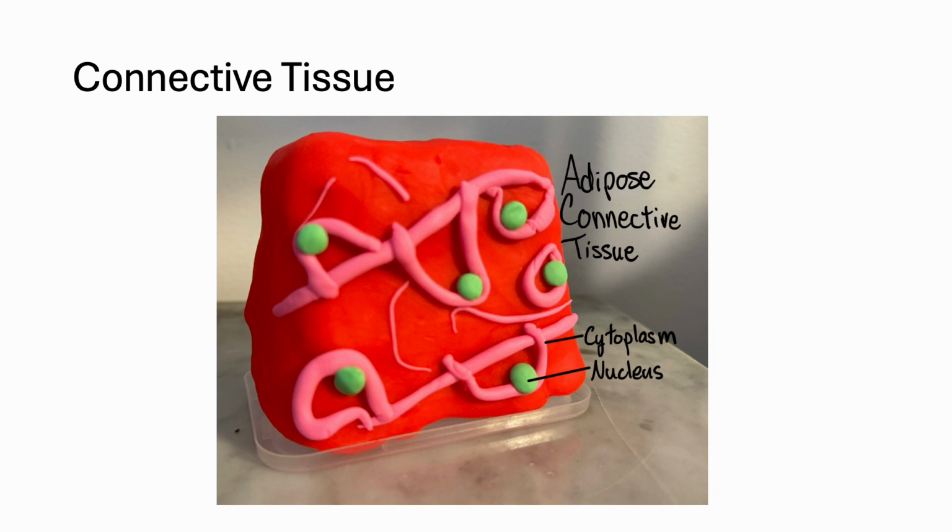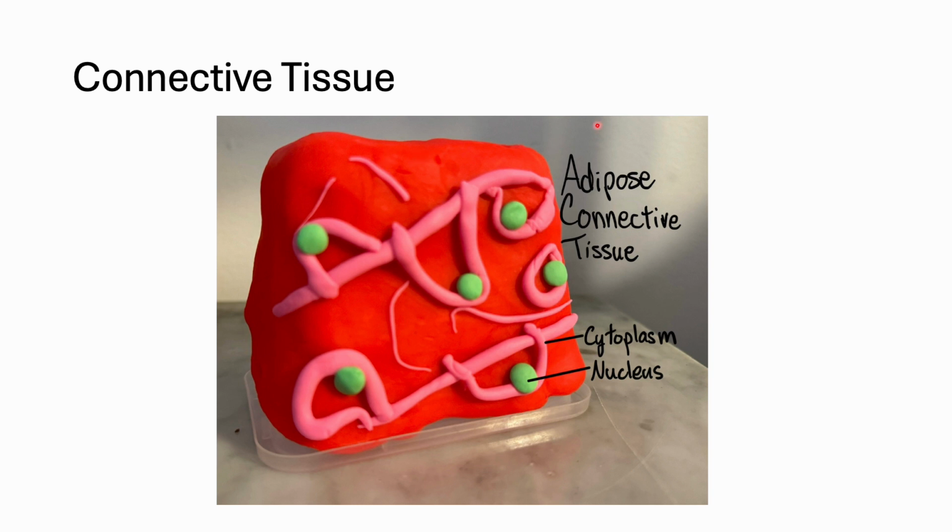Then we go to connective tissue, which has the ability to support, protect, and connect all other types of tissues throughout the body. It always has specialized cells, and it has special fibers such as collagen, keratin, and elastic, as well as ground substance. The special fibers and ground substance together make up what we call the matrix.